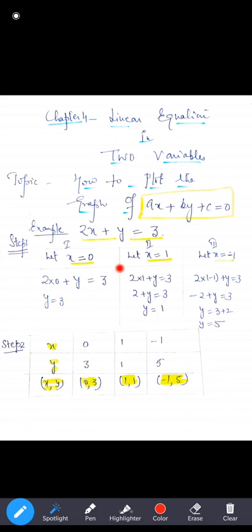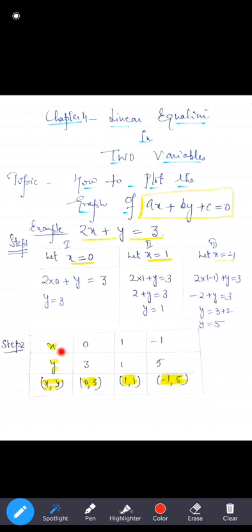Let the second value be x is equal to 1. So 2 into 1 plus y is equal to 3. 2 plus y is equal to 3. y is equal to 1. Let the value of x be minus 1. So 2 into minus 1 plus y is equal to 3. Minus 2 plus y is equal to 3. y is equal to 3 plus 2.